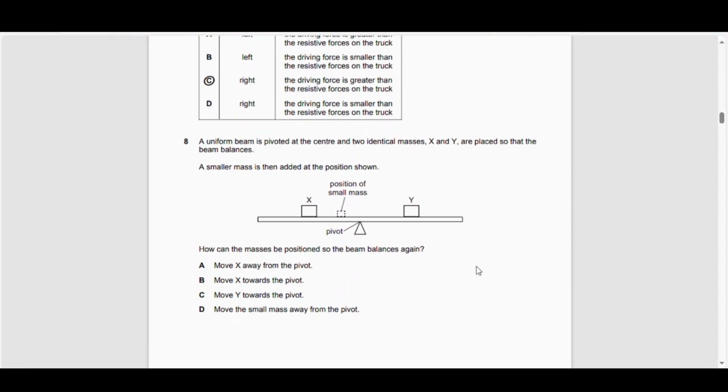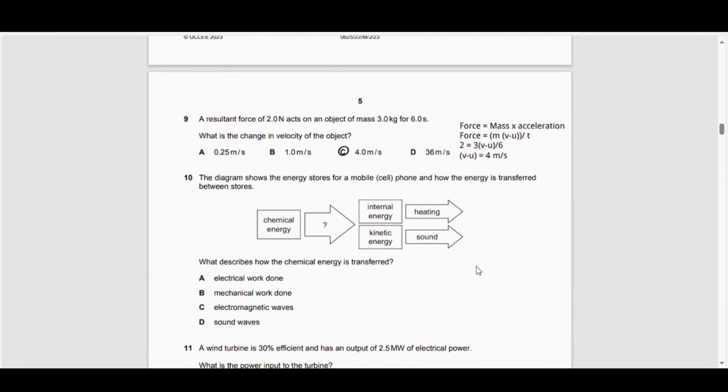Question 8 is a question on moments. We'll be looking at that soon. So question 9, a resultant force of 2 newtons acts on an object of mass 3 kilograms for 6 seconds. What is the change in velocity of the object?